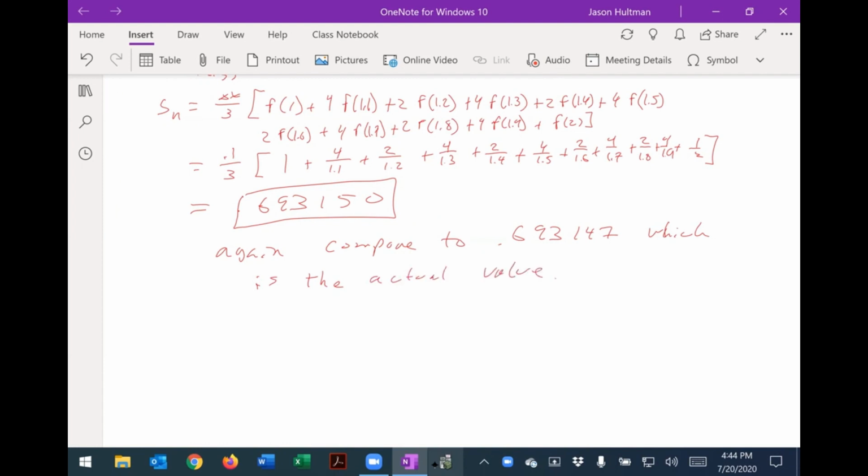Okay, so how does this compare? Well, it's dang close. That's all I can say. Okay, how close is it? Well, let's look at the error. The error for Simpson's rule here is equal to 0.693150 minus 0.693147, which is equal to 0.0000.